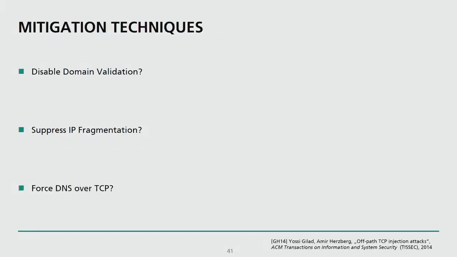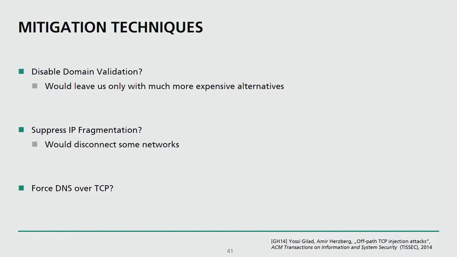So then, could we just disable domain validation if it's attackable? Well, we could, but it would leave us only with much more expensive alternatives, not the way to go. What about suppressing IP fragmentation? Also we could, and some certificate authorities actually do this, but this would disconnect some networks, so a last resort defense mechanism here, definitely. What about forcing DNS over TCP rather than using UDP?